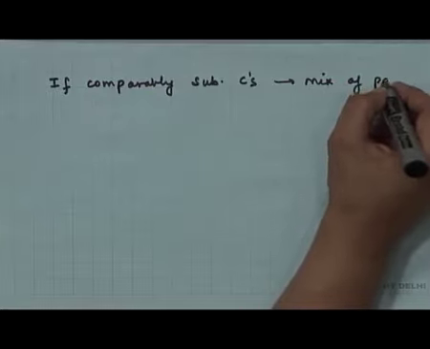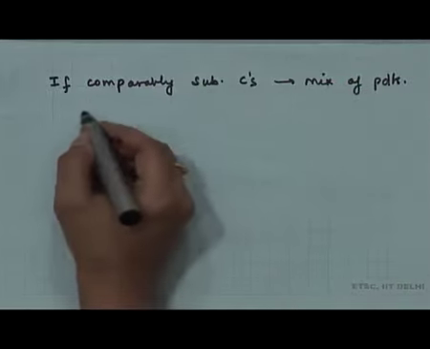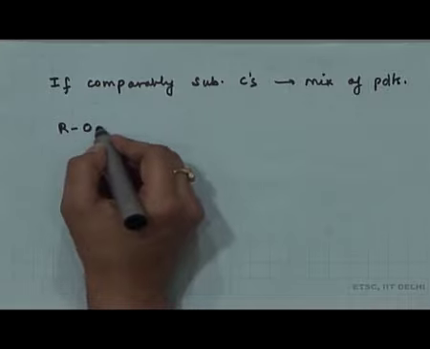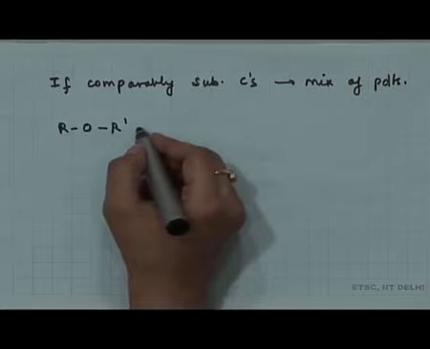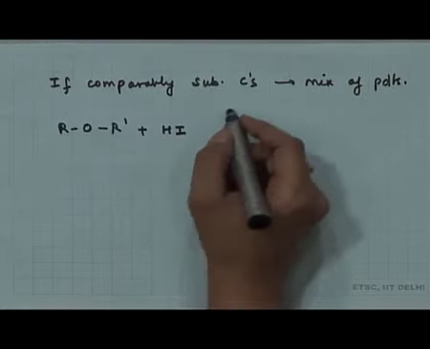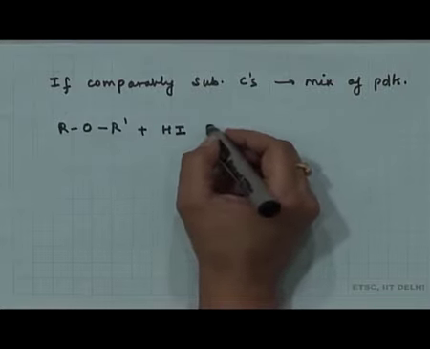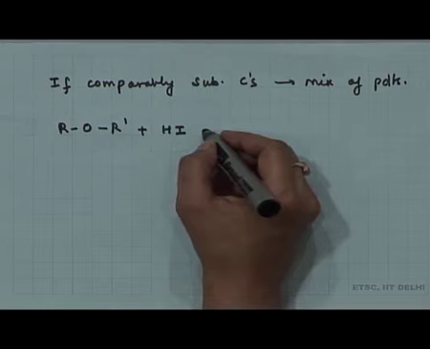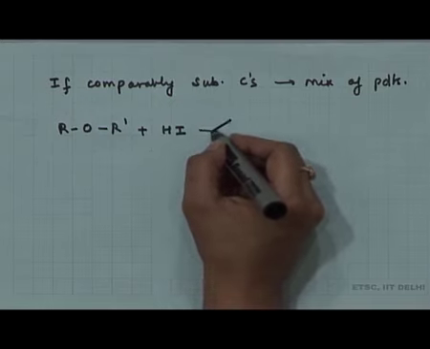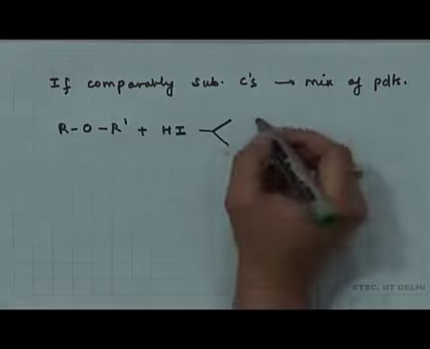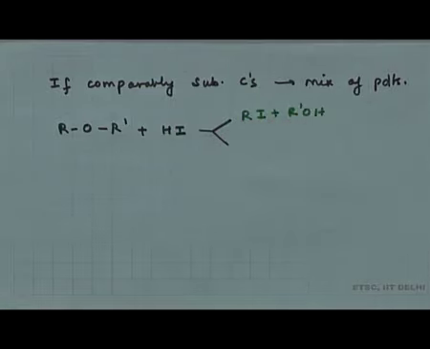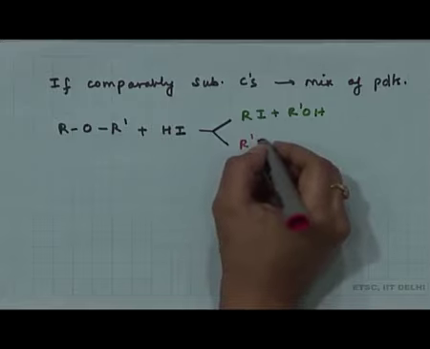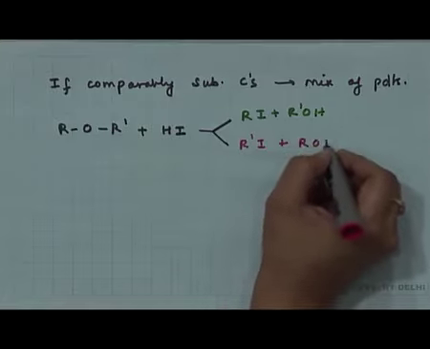Then it is very difficult to control the product distribution. So, if R and R dash are similar, like 2 degrees, 3 degrees, they are similar in their stability orders, and if you treat it with HI and you want to bring about the cleavage of the ether, the C-O bond, then in this case you will end up with a mixture of two products. One will be this halide and this alcohol, and the other would be this halide and this alcohol.